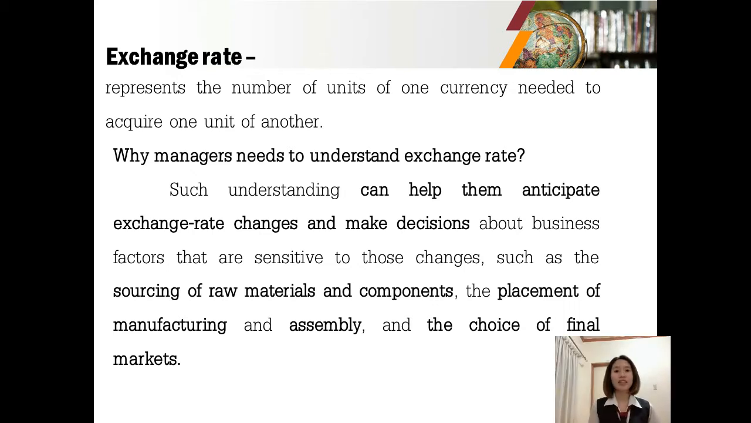Since exchange rate is subject to change from time to time without prior notice, having enough knowledge about the exchange rate can help managers to measure and minimize its effect on the business, especially when it comes to their profit in their international business, and also for them to make adjustments to the product.